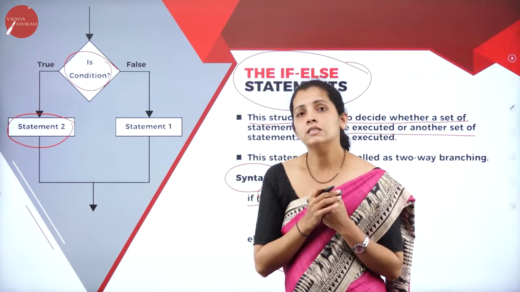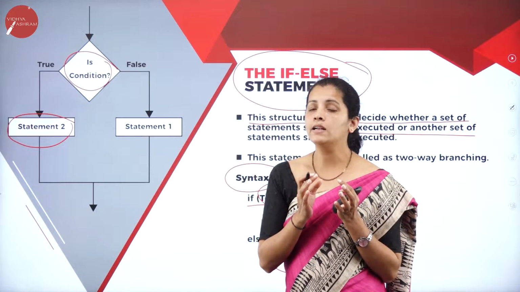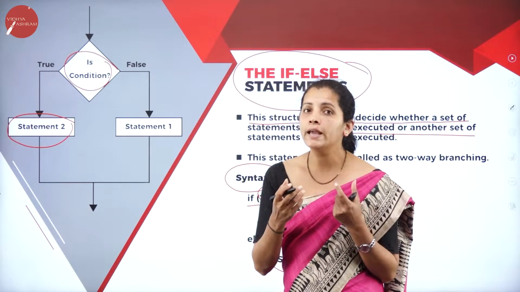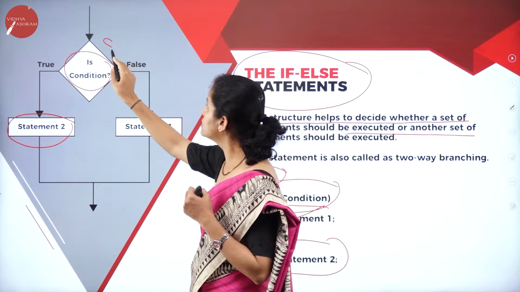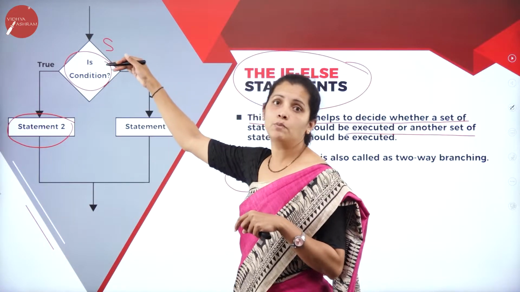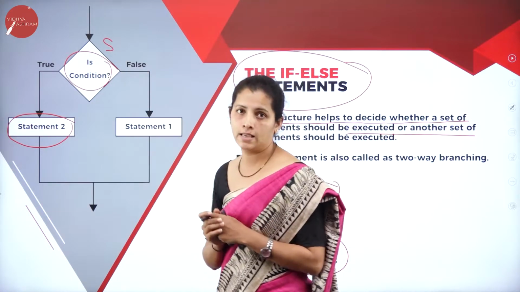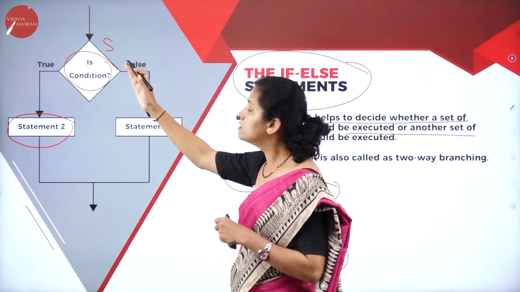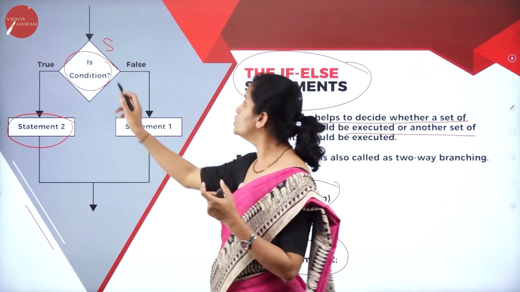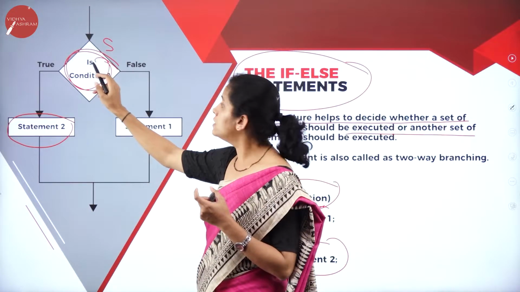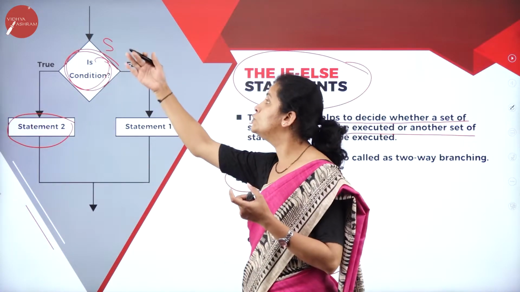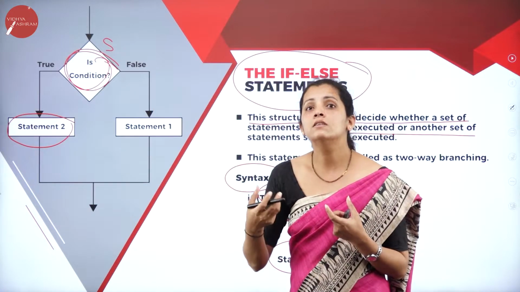Let me take a simple example here. Think that I want to join college and I'm willing to take science. So what I'm going to do, I'm going to visit the college. There I'm going to check the availability of science. If the vacancy for science is available, I'm going to join science. If all the seats are full, then I'm going to join commerce or arts.